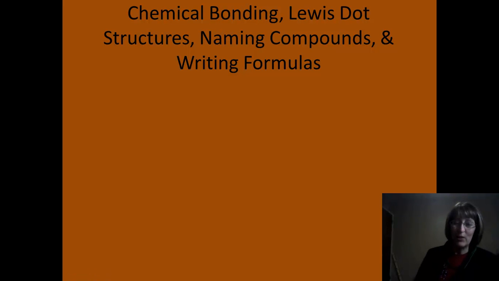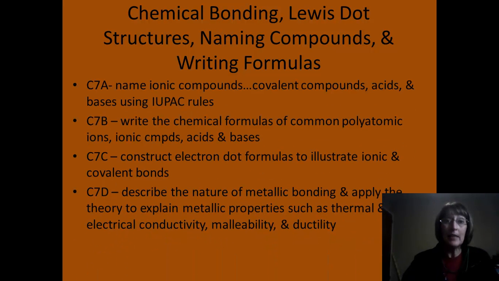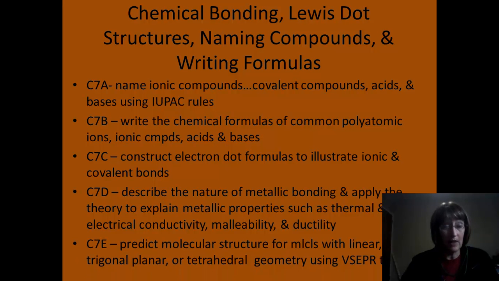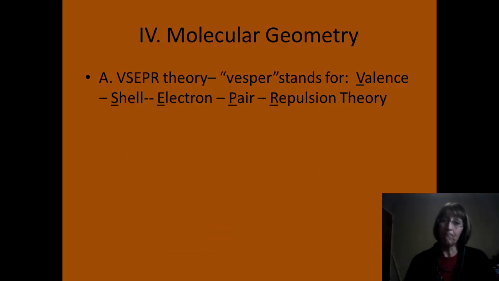Miss Howard's Chemistry, Unit 6: Chemical Bonding, Lewis dot structures, naming compounds, and writing formulas. And we still have those 5 TEKS that the state of Texas says you are going to have to do: writing compounds, naming compounds, understanding the metallic nature of bonding, and predicting molecular geometry. And molecular geometry is Roman numeral number 4 on here.